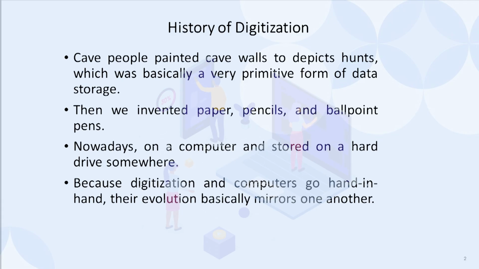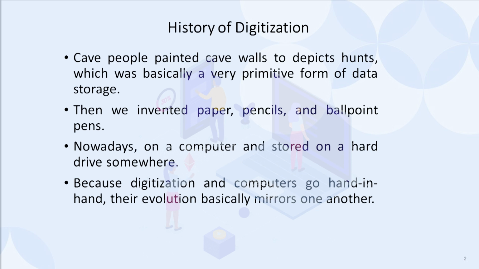Digitization might seem a bit complicated, and that's because it is. In truth, humans have been changing the way we store information since the beginning, when cave people painted cave walls to depict hunts, which was basically a primitive form of data storage. Earlier, information was stored on clay tablets and similar things, so how we acquire and digitize those resources is a very important stage.